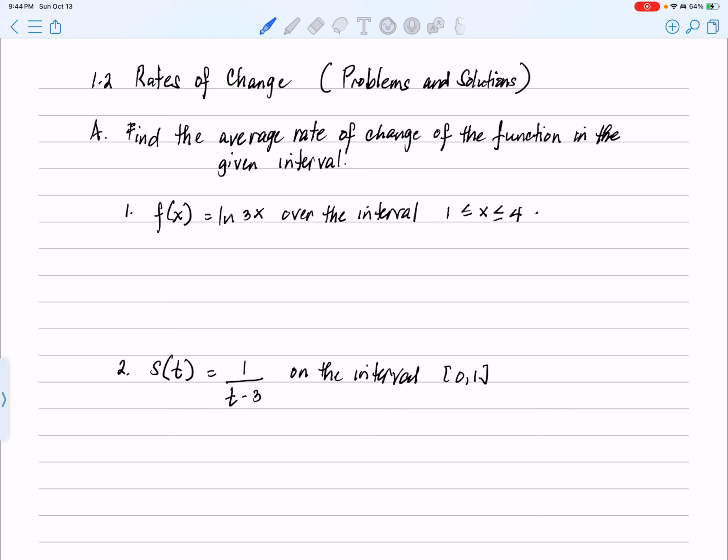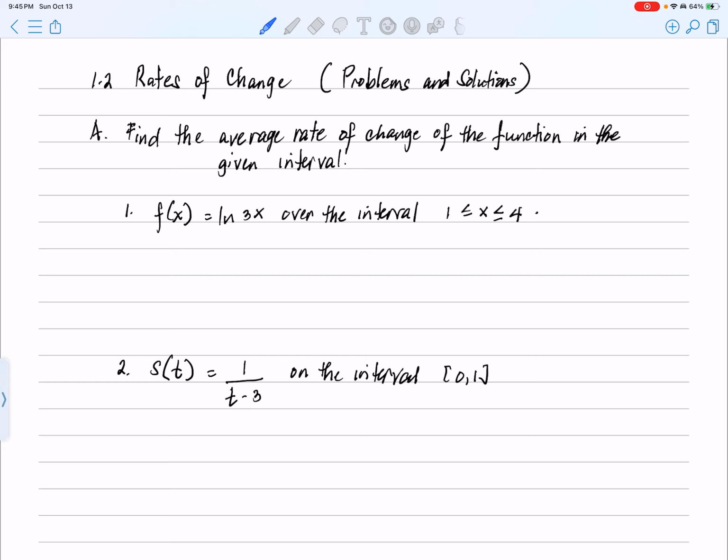Welcome to Matematika. Today we're going to do problems and solutions of lesson 1.2 rates of change. We'll start with set A. Find the average rate of change of the function in the given interval.